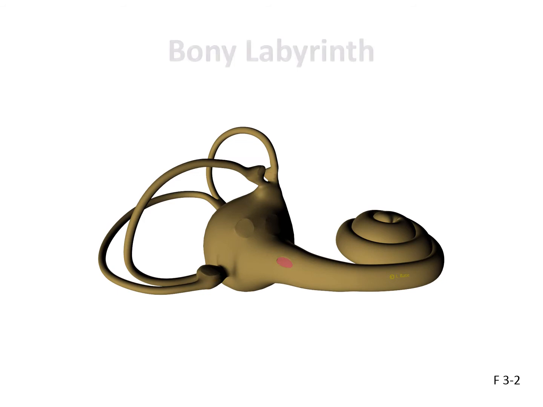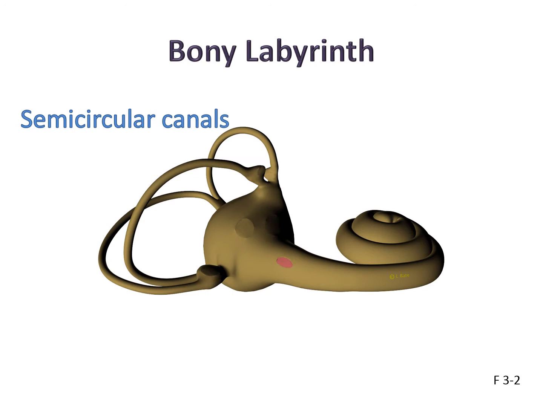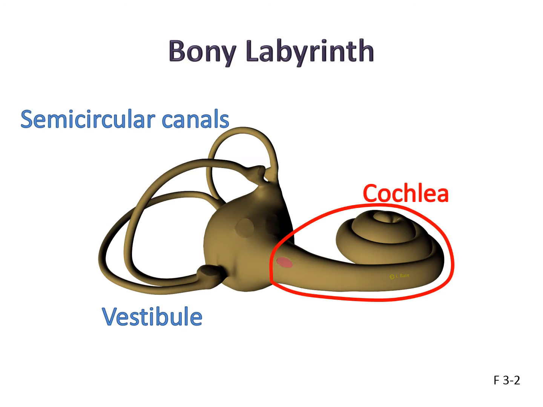This is called the bony labyrinth, which in turn is divided into three functional areas. The semicircular canals, which are three tubular structures located perpendicular to each other, are involved in assessing rotational movements. The second component of the bony labyrinth is the vestibule, which evaluates linear movement. We will dedicate the next lecture to these two components. The third structure of the bony labyrinth, and the one that we're interested in today, is the cochlea.